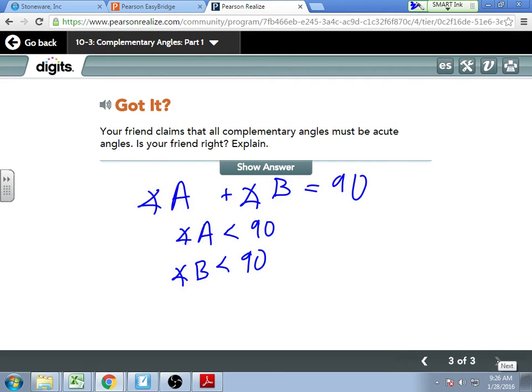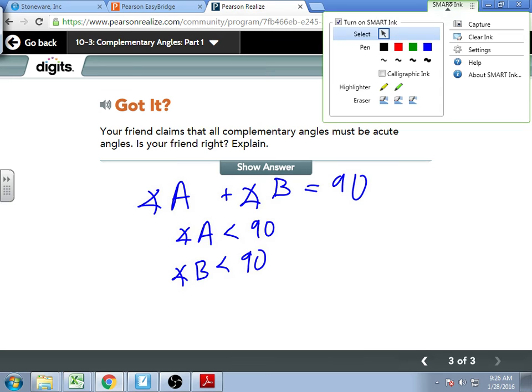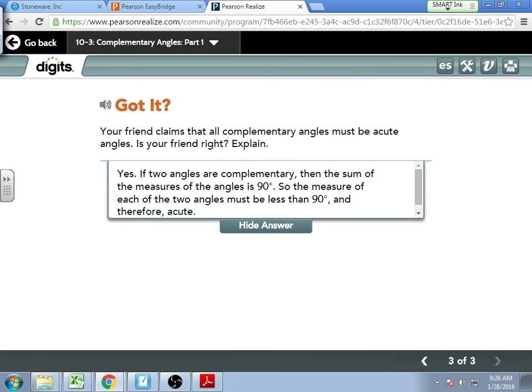Because otherwise, they're going to add up to more than 90. If angle A was 90 and B has a real value, they could not add up to 90. So yeah, your friend is totally right this time, like a complementary pair.